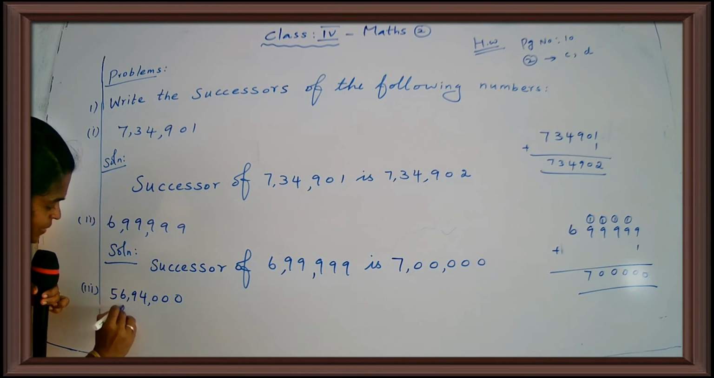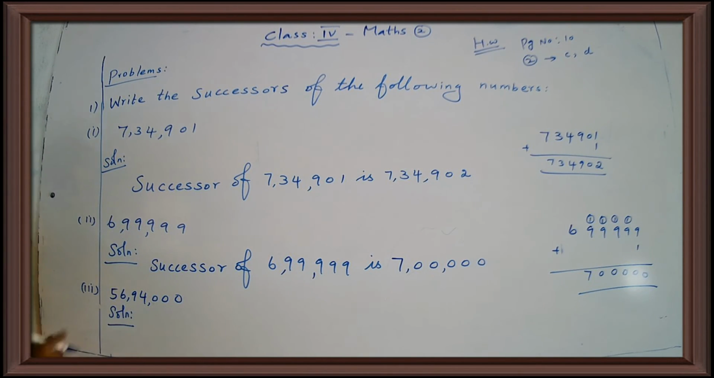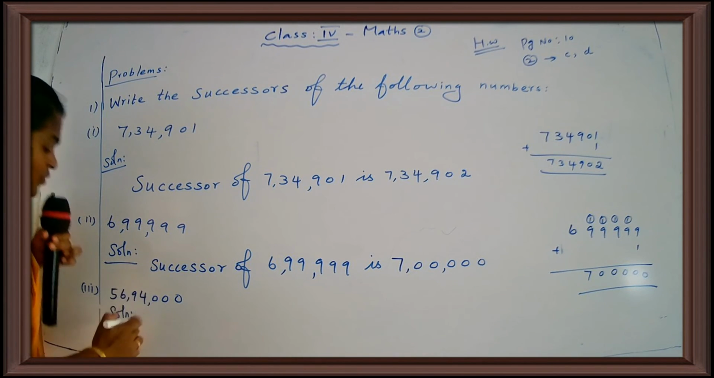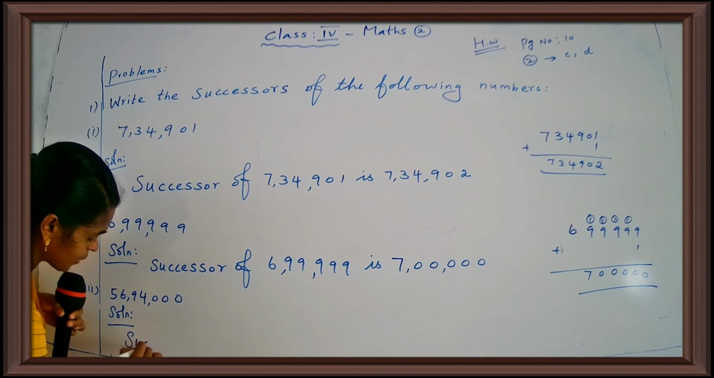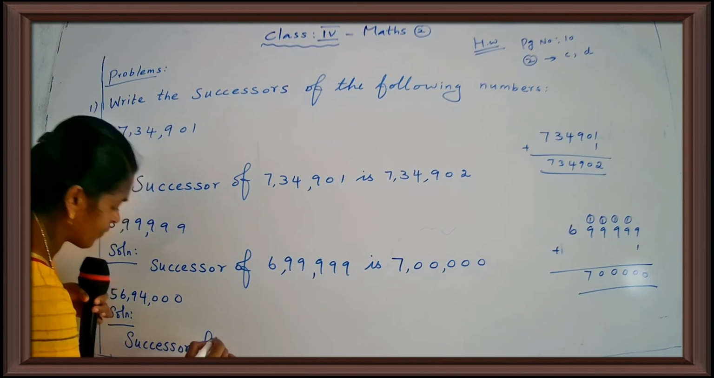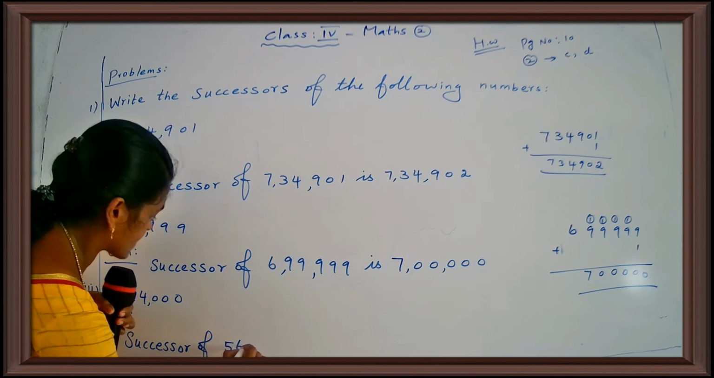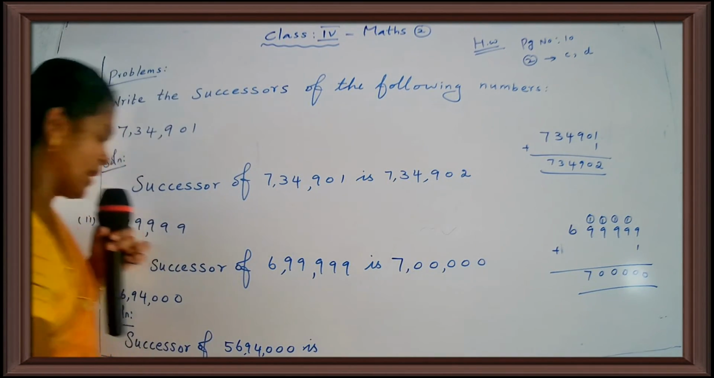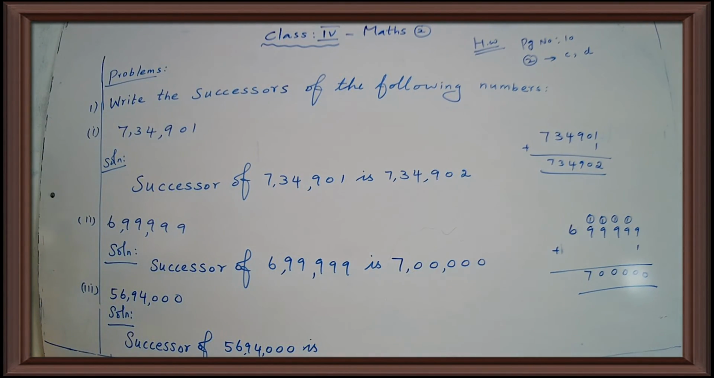Say the answer. 56,94,000. What is the successor of 56,94,000? What is the answer? 56,94,001. So otherwise, we add 1.